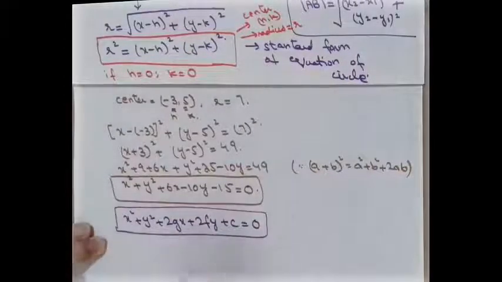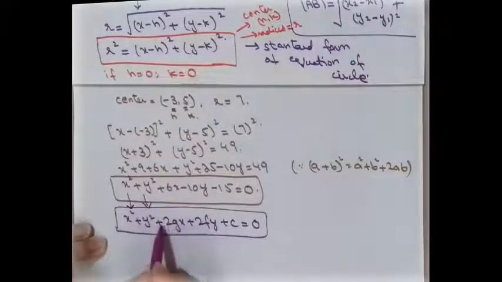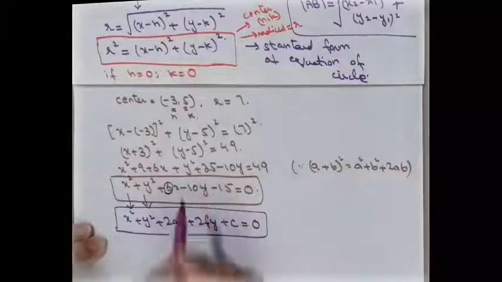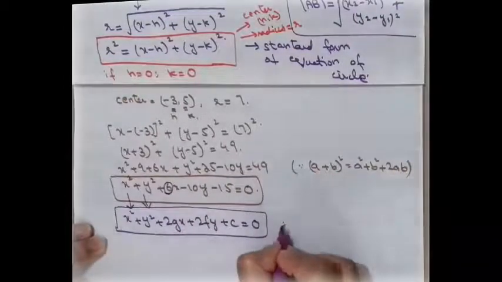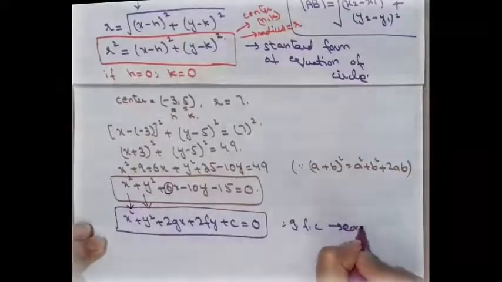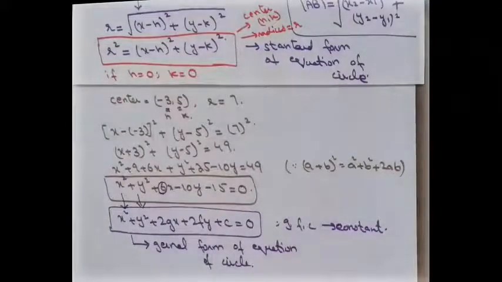Comparing these two equations, this is x square, this is y square, 2g is 6 and 2f is -10, and c is a constant. Here g, f and c are all constants. So this is the general form of the equation of a circle. Now we have to find the radius and center of this general form of equation.